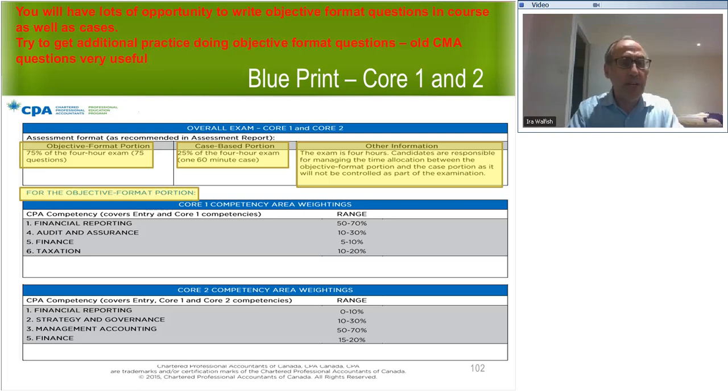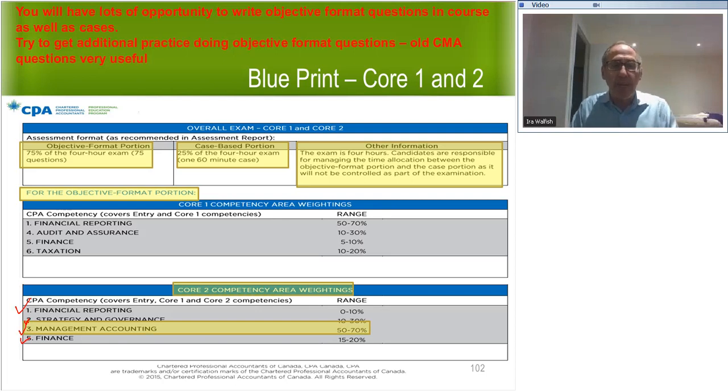For the objective format portion of the exam, which is the bulk of the exam for Core 2, the subjects that they're going to test are financial reporting, strategy and governance, management accounting, and finance. Now, as you can see, the bulk of the exam in terms of topic is management accounting. The main emphasis of Core 1 is financial accounting. The main emphasis of Core 2 is management accounting. That is why management accounting will comprise 50 to 70% of the objective format portion of the exam.